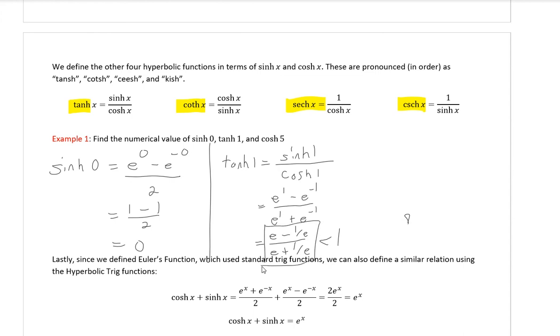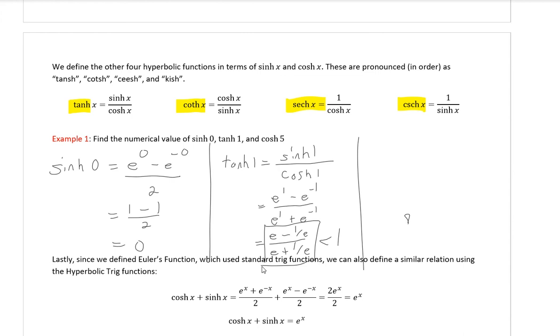And if you do put this into your calculator so we can get an idea, if we do e minus 1 over e, and we divide that by e plus 1 over e, we get 0.76. Yeah, so something less than 1. So that would be tangent of 1.